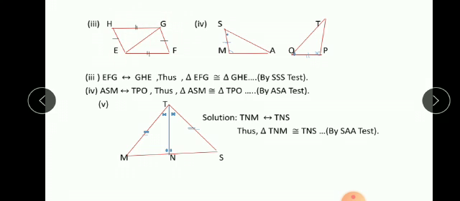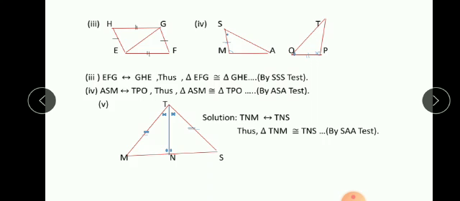Then again which identical marks are given? EF is congruent to GH and EH is congruent to FG. So these two sides are also congruent. EG is common, so this side is also congruent. So what we say? EFG corresponds to GHE. Thus triangle EFG is congruent with triangle GHE. By which test? By SSS test.